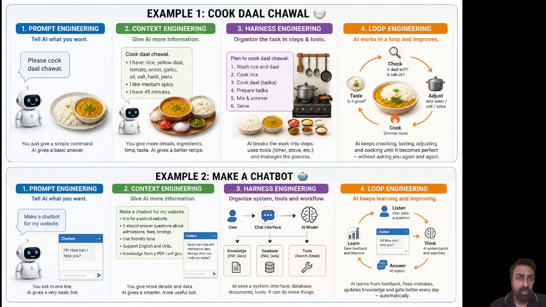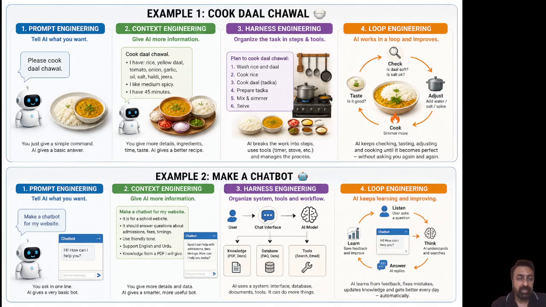For example, here, we are giving it a complete plan: it should wash the rice, wash the dal first, then cook the rice, cook the dal, prepare the tarka, mix and simmer. So we are giving it a lot more detailed instructions and bounding it to those specific instructions so that it does not deviate from that direction. It stays within the limits of those instructions, so it does not make mistakes. And this is how we can achieve a better result.